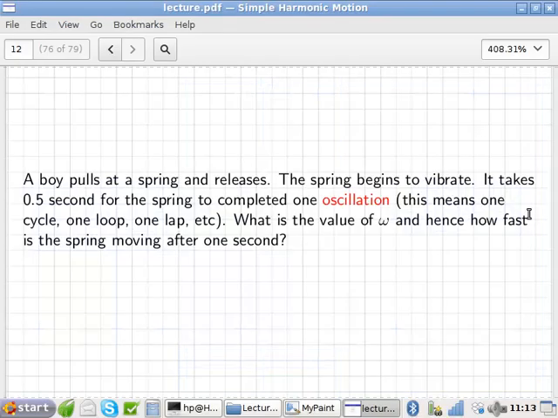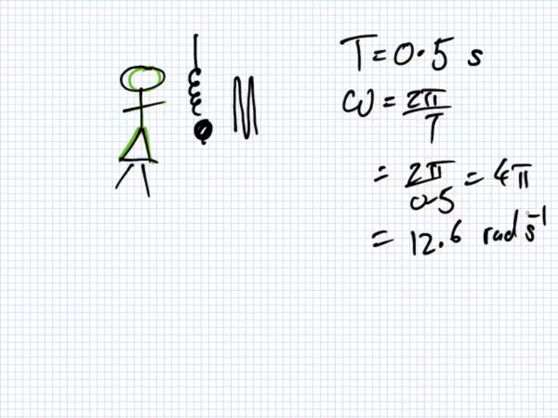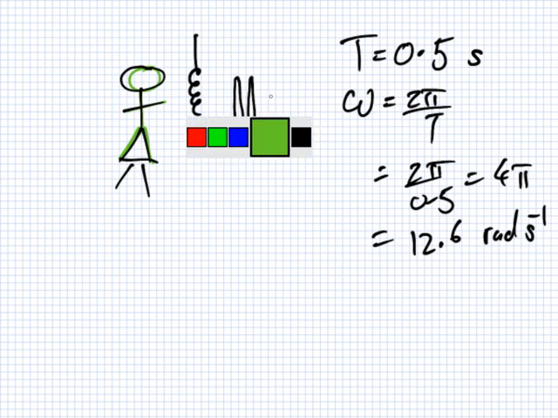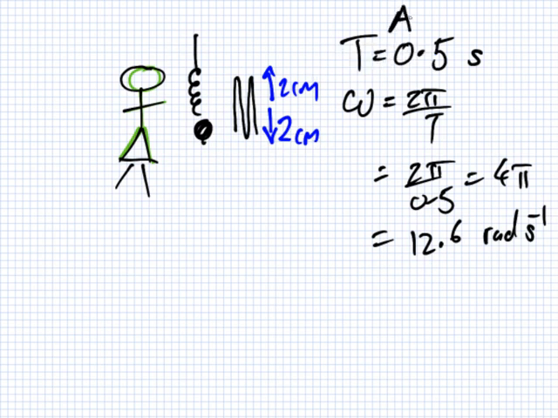Okay, what else did I tell you? How far? I didn't tell you how far he pulls it down, did I? I need to tell you that as well, or how far she pulls it down. You need to know that. So we'll say that the amplitude is something small like 2 centimeters. So what's the A here? It is 0.02 meters.